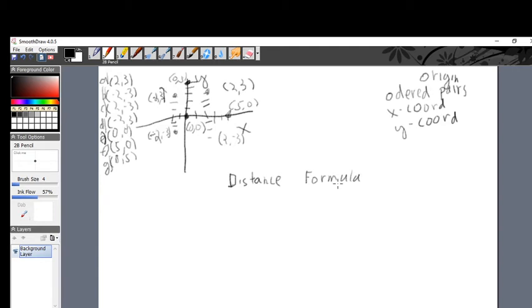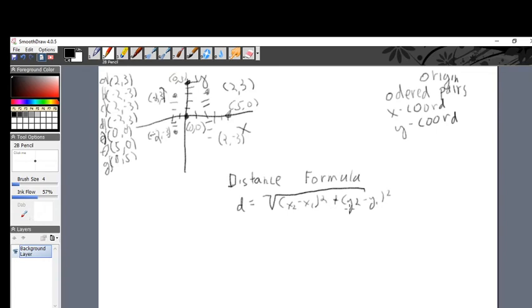So here it is. The distance formula might look familiar because it's really the Pythagorean theorem, the hypotenuse of a triangle. But anyway, here it is. It's the square root of (x2 minus x1) squared plus (y2 minus y1) squared. That is the distance formula. You need to memorize it.